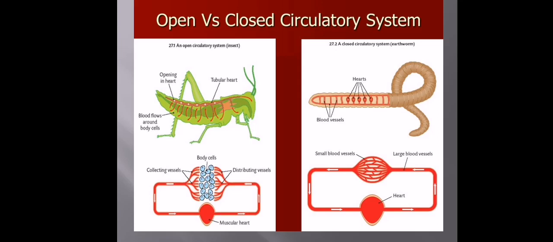On the other hand, closed circulatory system contains a network of blood vessels, as we have already discussed before. So just have a look at this picture of a grasshopper that contains an open circulatory system. On the other side, there is an earthworm with a closed circulatory system like us.